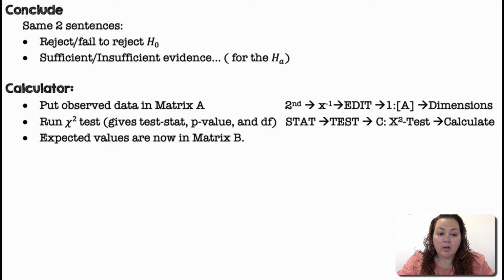All right, for the calculator part, you're going to put all of your observed values into matrix A. So you're going to press second, and then x to the -1. You'll see the little matrix. And then you'll go over to edit, and you'll put in the dimensions. So it's row by column. And then you'll fill it in. You'll run a chi-squared test. It gives you a test statistic, a p-value, and the degrees of freedom. And then you can go back and look at the expected values in matrix B. I like to look at it in the edit screen. I think that's the one where it makes it look a little bit easier to read.